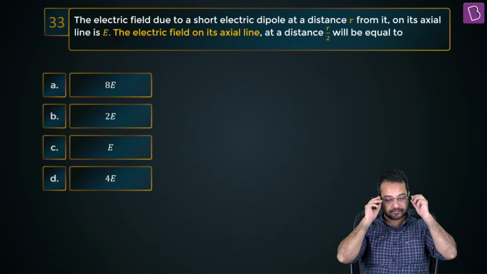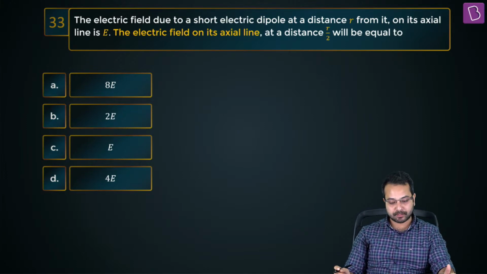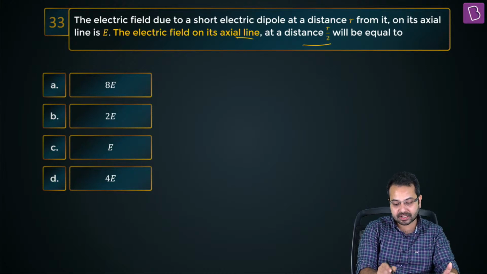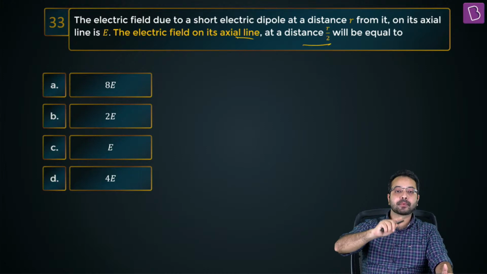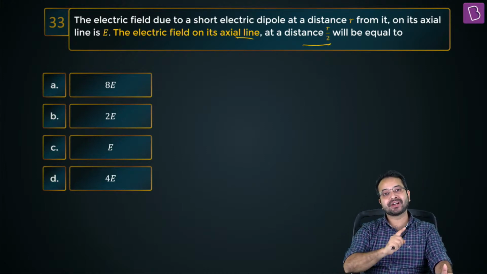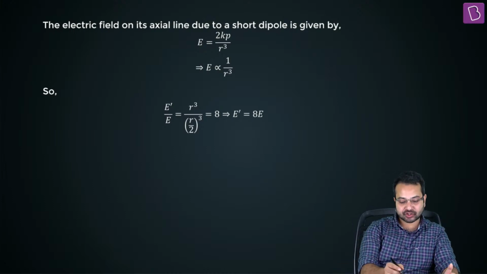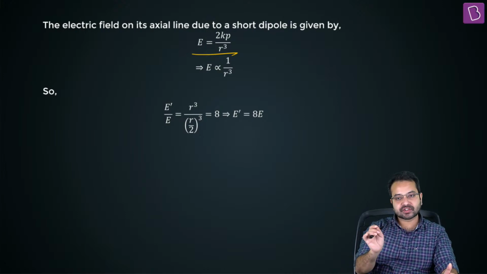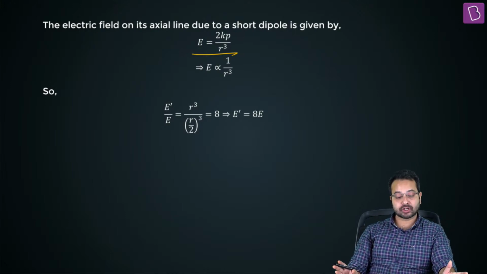Let's move forward. What next do we have? We have the electric field due to a short electric dipole at a distance r from it, on its axial line, is E. The electric field on its axial line at a distance r by 2 will be equal to. So we are talking about a short dipole and the electric field at an axial point. For a short dipole, the electric field at an axial point is given by 2 kp upon r cube. And we are changing the distance only. We are not doing anything to the charges.